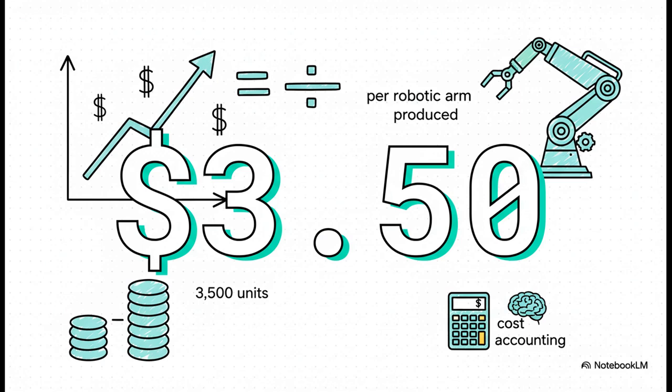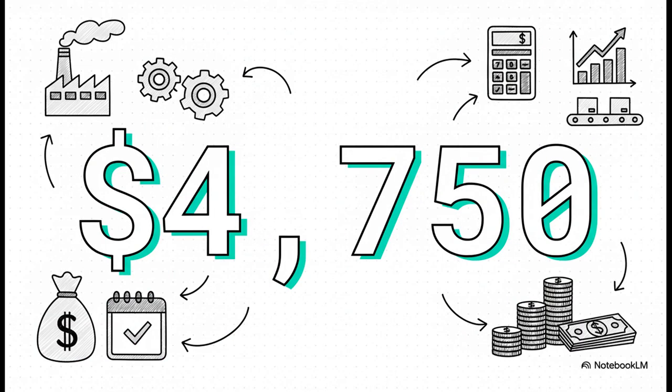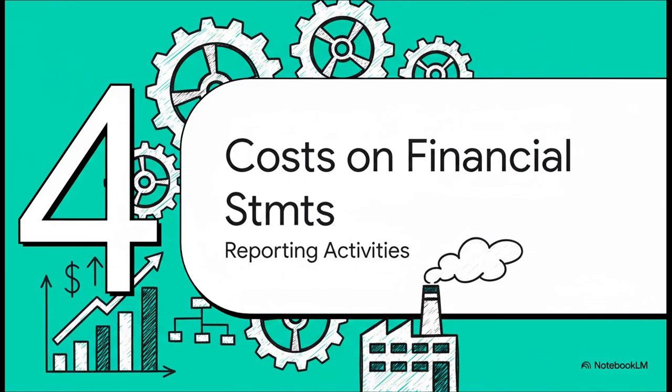This determines the variable component of the utility cost to be $3.50 per robotic arm. Now, by subtracting the total variable cost at the high activity level, which is $3.50 times 3,500 units, from the total cost of $17,000, we can isolate the total fixed cost component. This comes to $4,750 per month. Let us now examine how these analyzed costs are formally presented in a manufacturer's key financial statements.